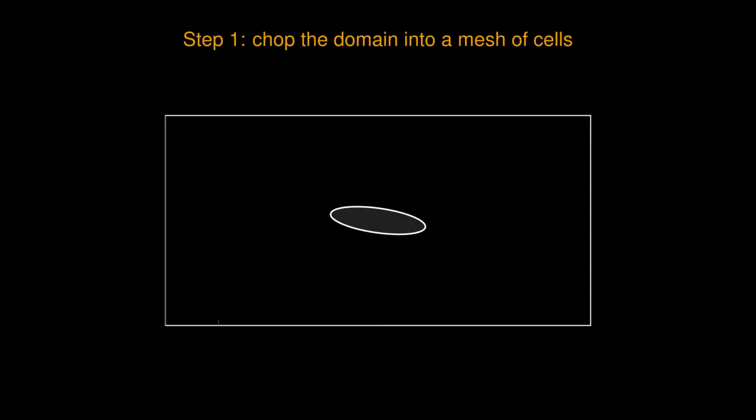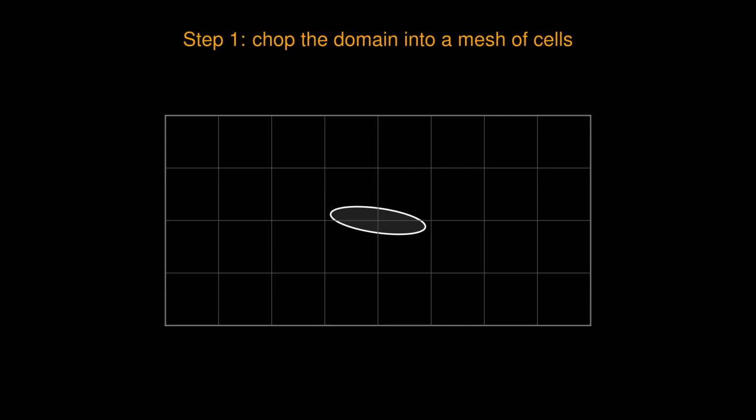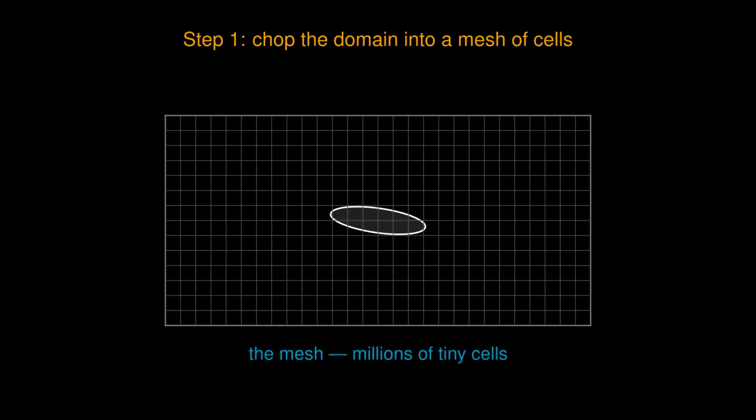Step 1. Stop trying to describe the fluid everywhere at once. Take the region the fluid was in, the air around the wing, the blood inside the vessel, and chop it into a huge number of tiny cells. Thousands, millions, sometimes billions of them. This grid of cells is the mesh, and it's the stage on which everything else happens. Instead of a smooth, continuous field, you now track the flow as one set of values on each little cell.